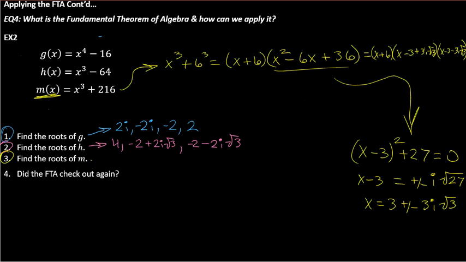Okay, so my actual roots from this are going to be negative 6. That's the root I'm going to get from this factor. And then these are my answers for that one there: 3 plus 3i square root of 3, and 3 minus 3i square root of 3. Okay, so those would be my three roots there.